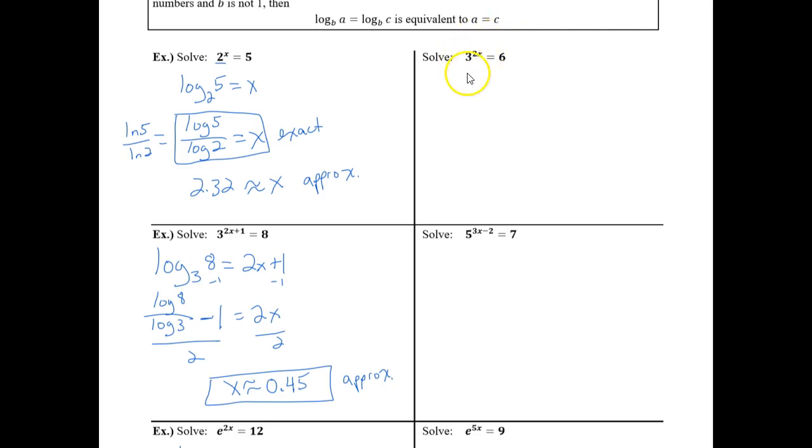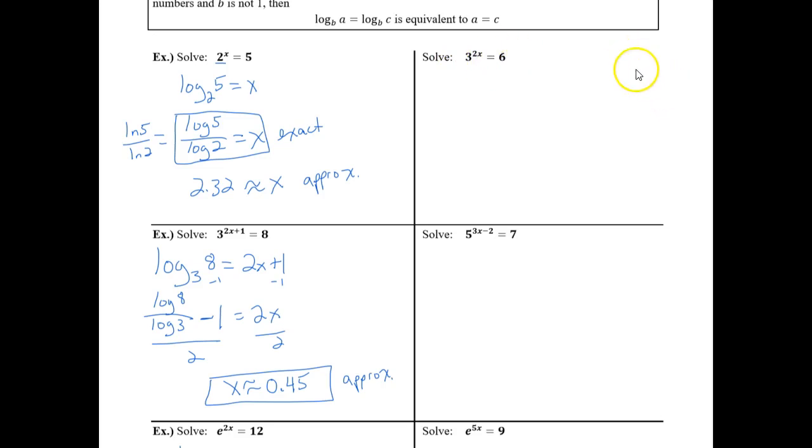On the right hand side, I have 3 to the 2x power equals 6. Sometimes students think that they can get these to the same base because 6 is a multiple of 3, but you can't. There's just no way to do it. I would have to have 3 to the first, 3 squared, 3 cubed, which is 3, 9, 27. There is no power of 3 that gives me 6. So I cannot rewrite these with the same base.